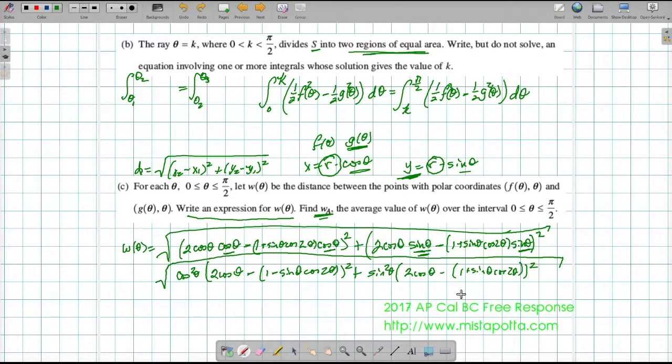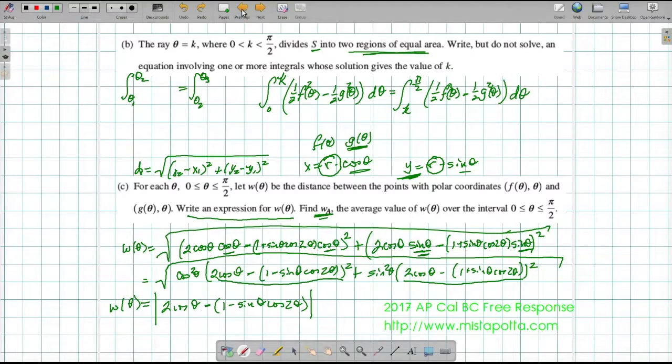quantity squared. And I notice a couple of things here. Number one, I notice that this expression and this expression are the same. And I also notice that I have cosine squared and sine squared, which is 1. So I end up with the square root of an expression that's squared. So this is really equal to the absolute value of 2 cosine theta minus the expression 1 minus sine theta cosine 2 theta. And the square root and the squared end up giving us this absolute value. So here's an expression for w of theta.